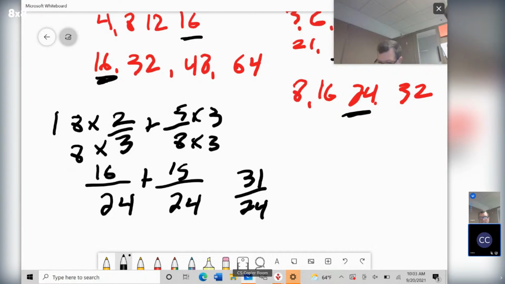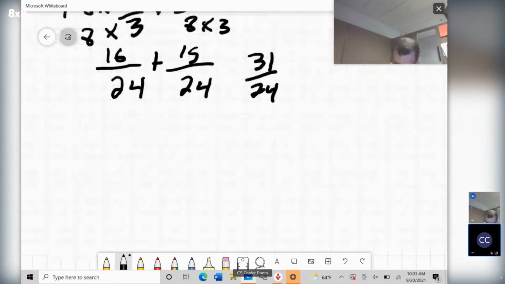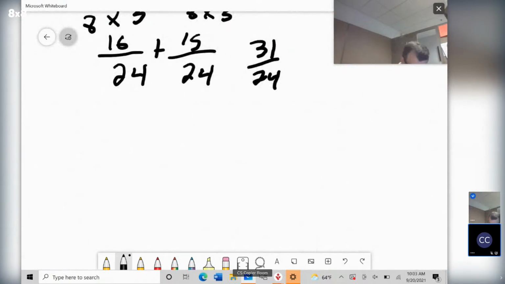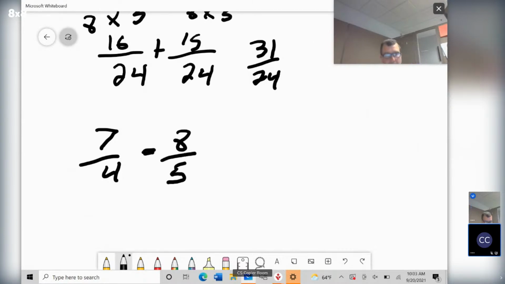Okay. So let's just get into some fractions, but the least common multiple is going to be important when we're adding or subtracting fractions with different denominators. Okay. So we'll do a subtraction problem. 7/4 minus 8/5. So we know 4 is not going to go into 5 evenly. So 5 is not going to be our common denominator.